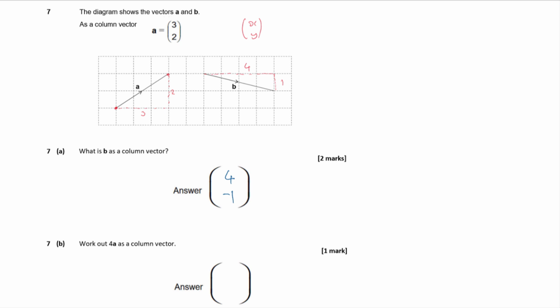Right, and then it says work out the value of 4a as a column vector. Well, 4a is going to be equal to 4 lots of 3, 2. And when you've got a scalar like this on the outside of a column vector, you end up multiplying it by each of the numbers inside. Okay, so 4 times 3 gives you 12, and 4 times 2 gives you 8. So my final vector is going to be 12, 8. So 12 there and 8 there.